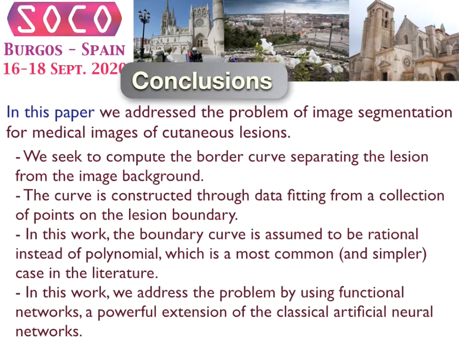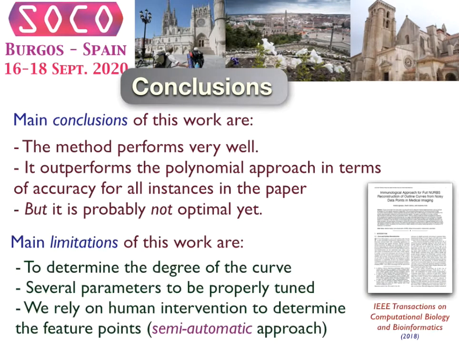So, as the conclusions, in this paper we address the problem of image segmentation for medical images of cutaneous lesions, in particular melanoma. We seek to compute the border curve separating the lesion from the image background. The curve is constructed through data fitting from a collection of points lying on the lesion boundary. In this work, the boundary curve is assumed to be rational instead of polynomial, which is the most common but also simpler case in the literature. In order to perform this data fitting, we use functional networks, which is a powerful extension of the classical artificial neural networks.